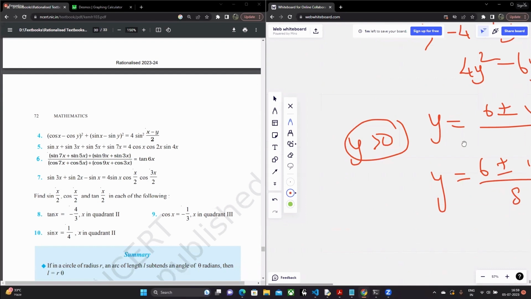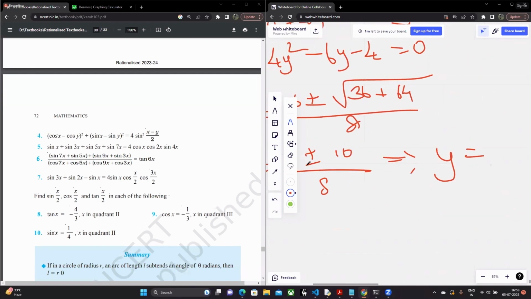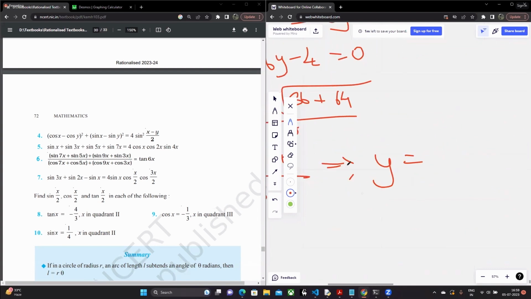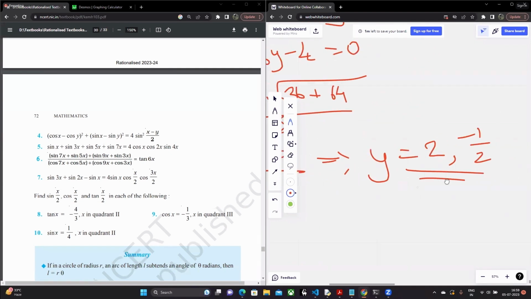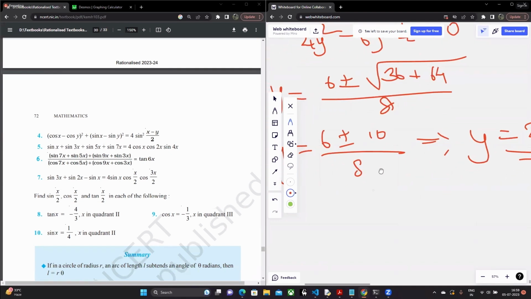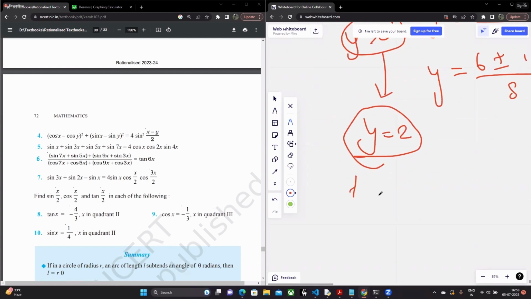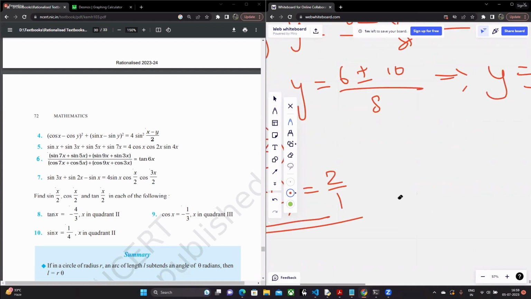Since y is greater than 0, this means that from this you can get that y is equal to 6 plus 10, 16 by 8, that is 2. Or it can be 6 minus 10 by 8, that is minus half. Right? Since y is greater than 0, this means that y is equal to 2. Or you can say that tan of x by 2 is equal to 2 by 1. Right? Or is equal to 2, whatever.